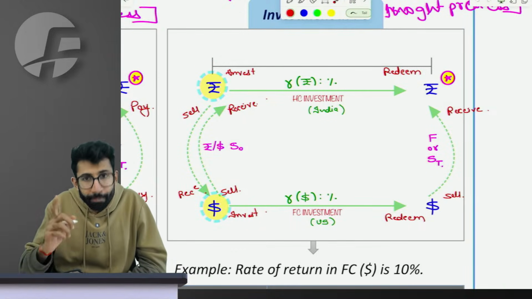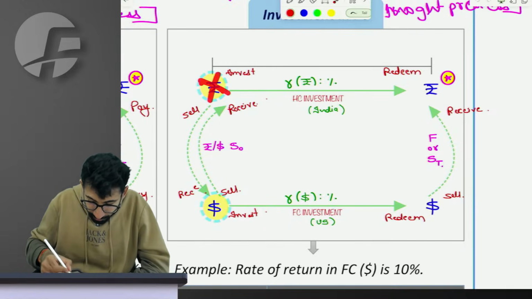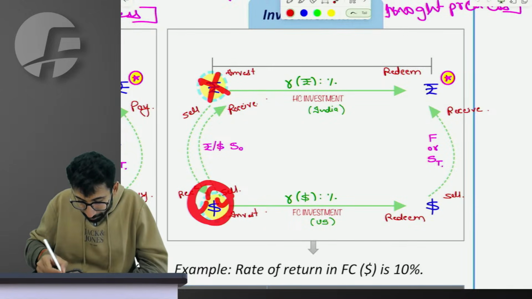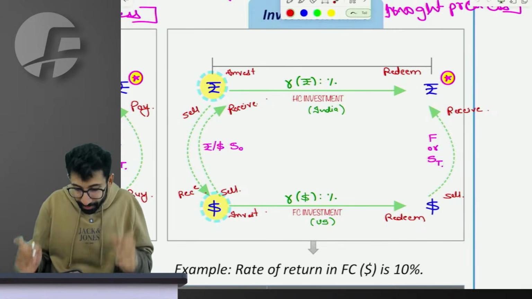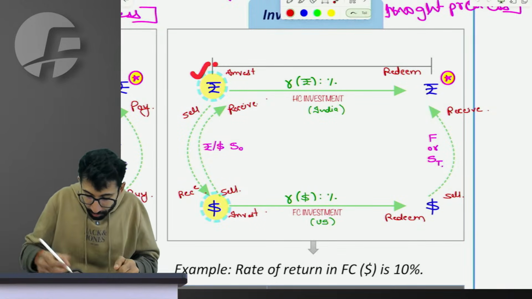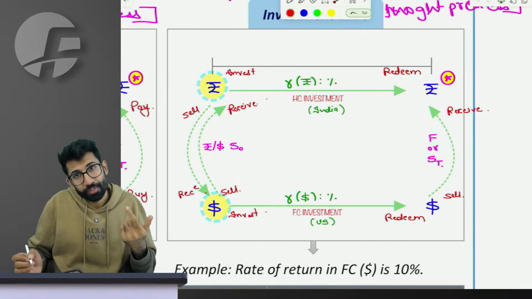The starting point may not become this; the starting point in that question may become this because you have the availability of dollars with you. In that case, what do you do? So the blue circle represents where the question can start from.